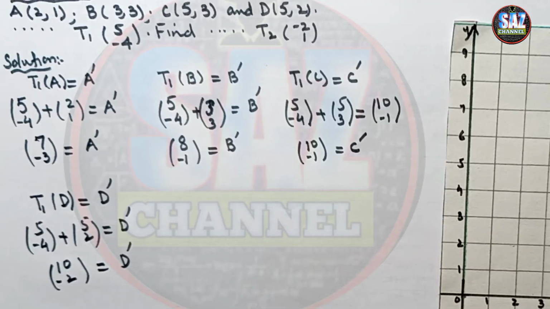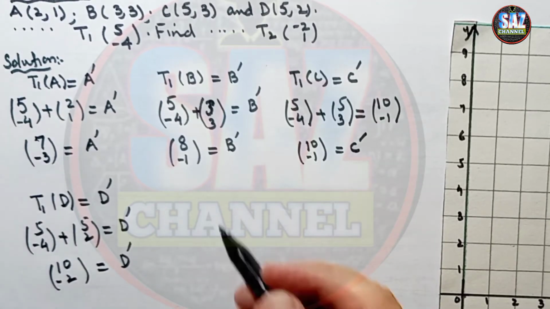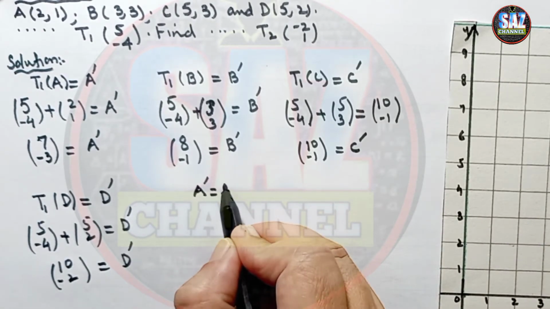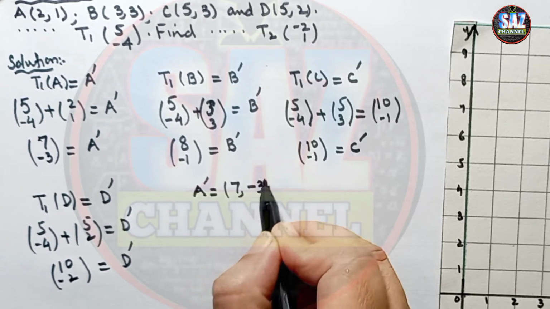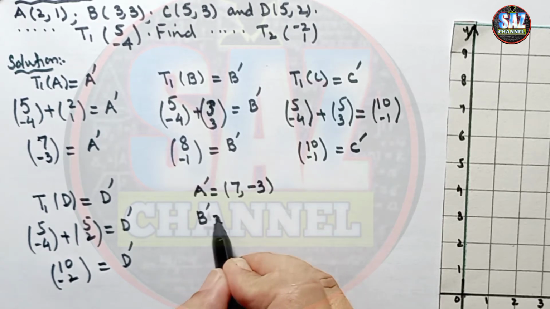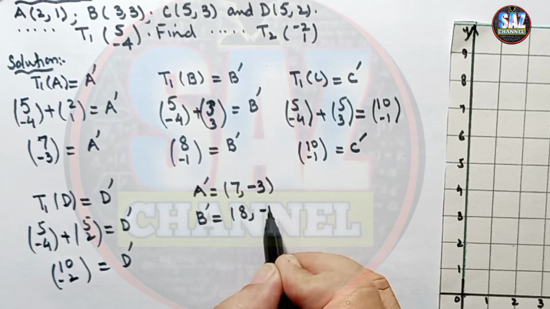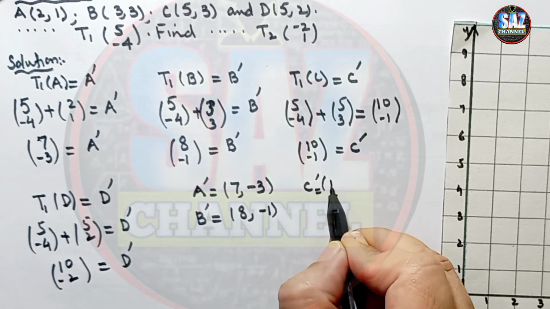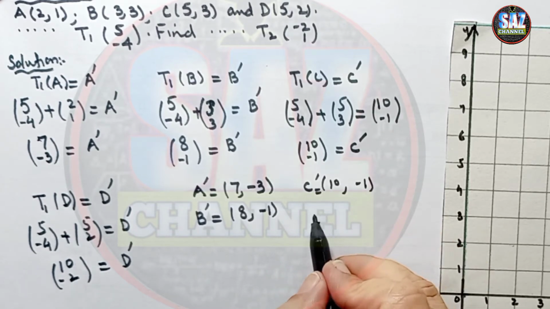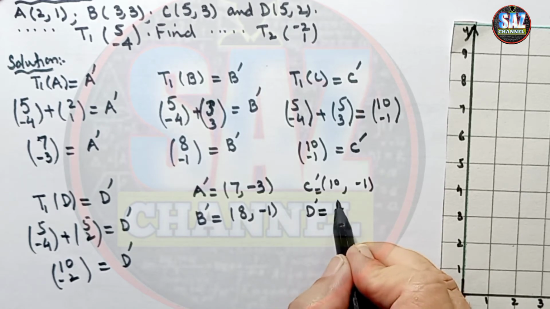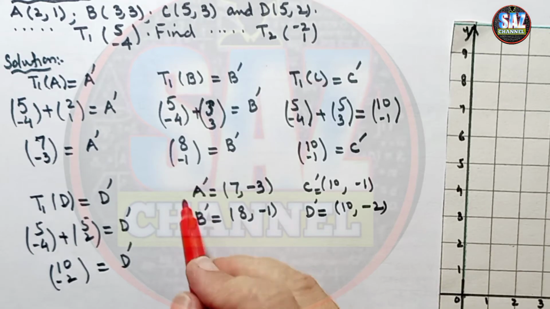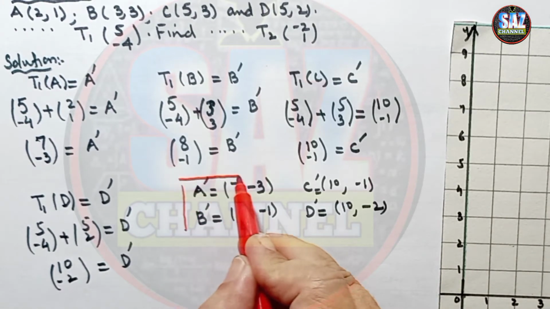As we have to find the coordinates, the coordinates of A dash will be (7, -3), B dash will be (8, -1), C dash will be (10, -1), and D dash will be (10, -2). This is the translation of ABCD by the translation vector T1.